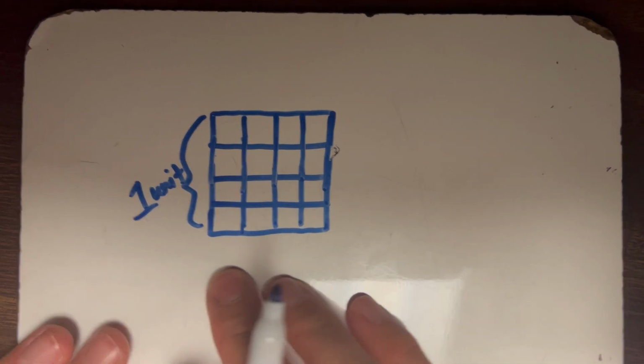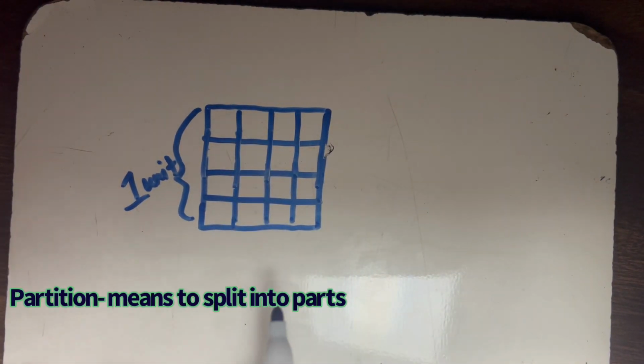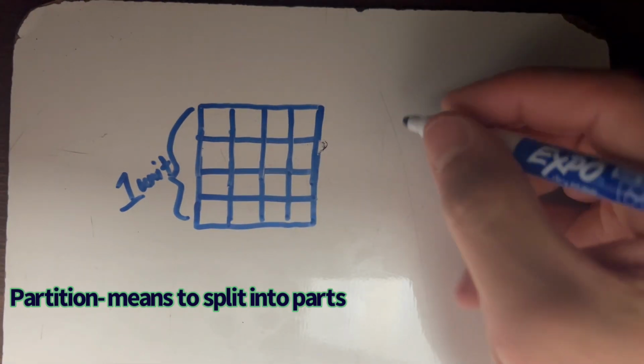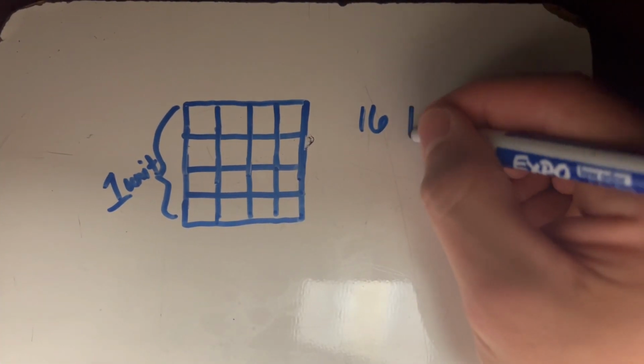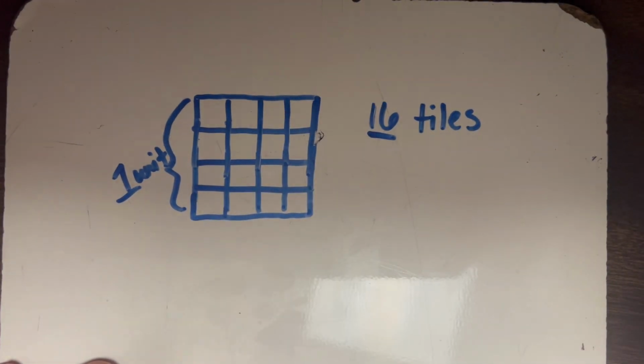So if I were to ask you, like the homework does, how many square tiles are used to partition, which means to split up the unit squares into what they are, you would say that there are 16 tiles, we'll call them, or squares. So write that to the side.